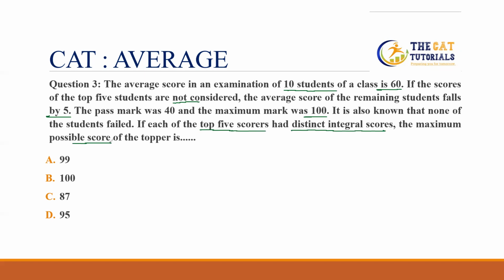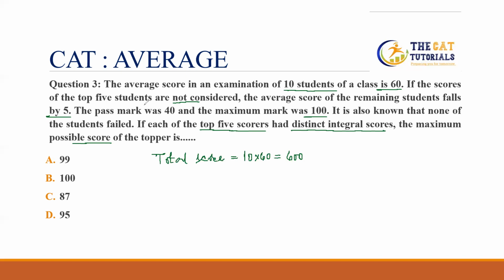So again, this one is a logical question, and again, you can say that this one is a very good question based on average level difficulty. So students, how can you solve this? The average score in an examination of the 10 students of a class is 60. So right now we can write the total score. The total score is equal to 10 into 60. So 10 into 60, that is equal to 600.